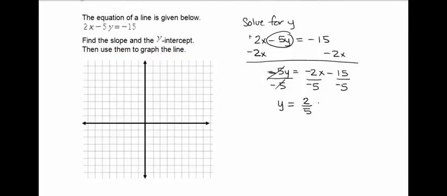And since my x is in the numerator, I can rewrite it like this. So I have positive 2/5 x, and then negative 15 divided by negative 5 is just a positive 3. So right now, I have two key pieces of information. 2/5 is my slope, and 3 is my y-intercept.